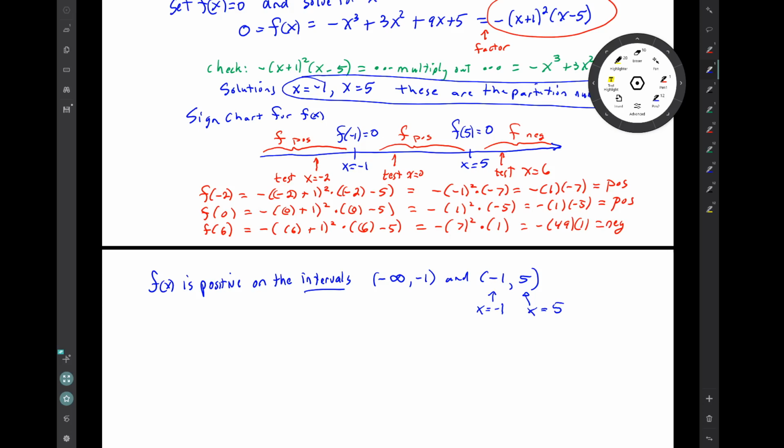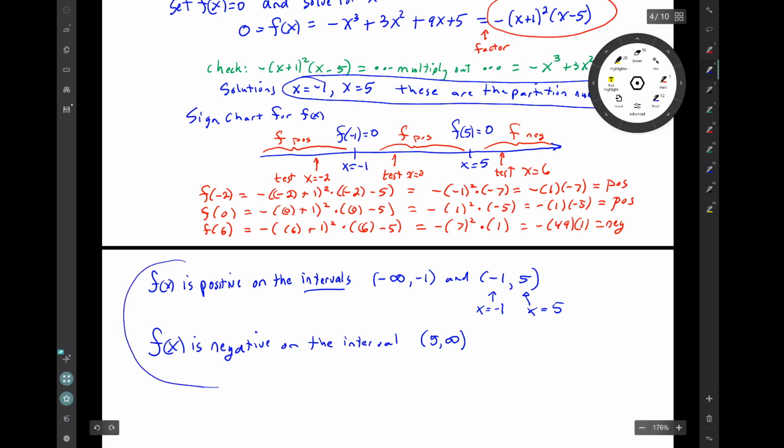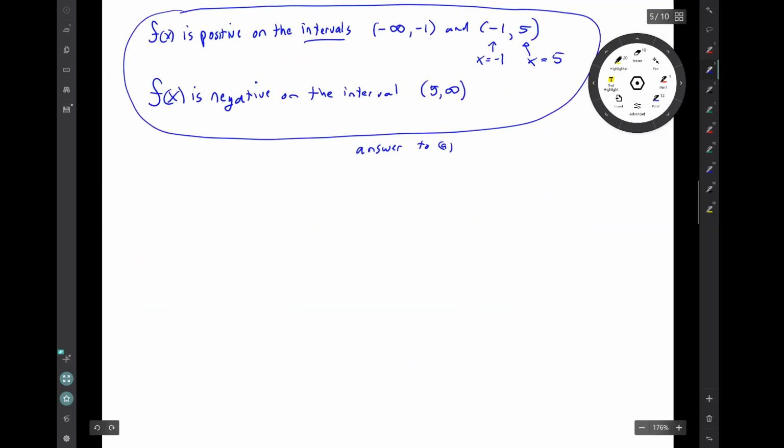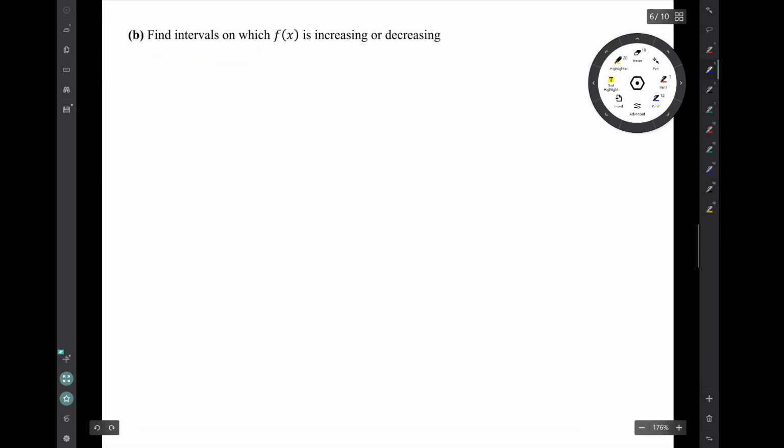Now we have to answer the question, where is f negative? And that's the answer to question A. Question A was to find the intervals where f of x is positive and the intervals where f of x is negative. Let's go on to question B. Question B is to find the intervals on which f of x is increasing or decreasing. Well, remember that we have a correspondence from the previous video.